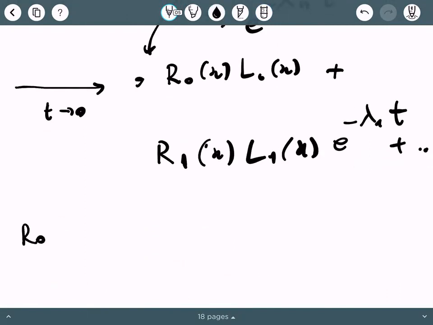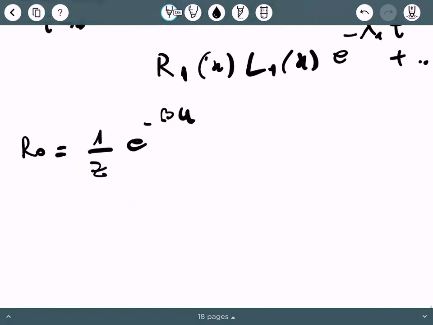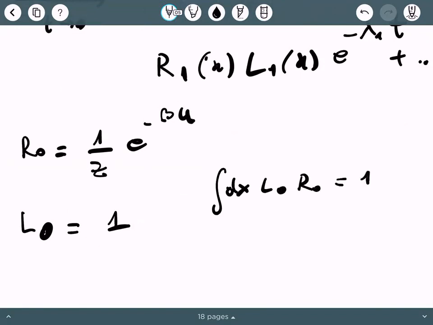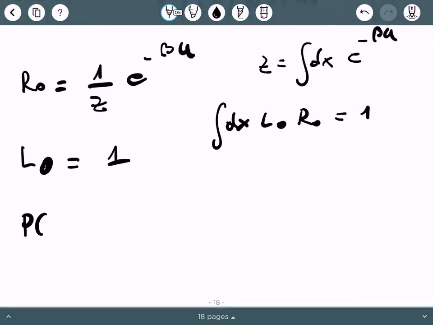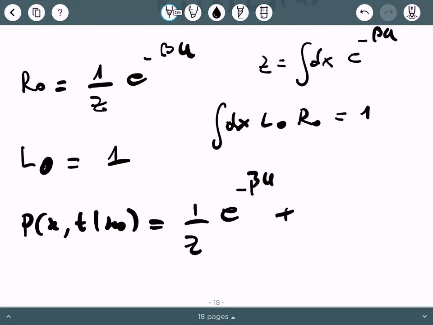Finally, R naught is 1 over z. Well, that's the way of defining this. Left naught must be simply 1. How do I know? Because I know that the integral dx left naught R naught must be equal to 1. And z is the partition function. That's the correct normalization. Okay? So what am I discovering? I'm discovering that the probability to be in X at large t is precisely the Boltzmann distribution plus corrections. And the corrections are in principle unknown functions.